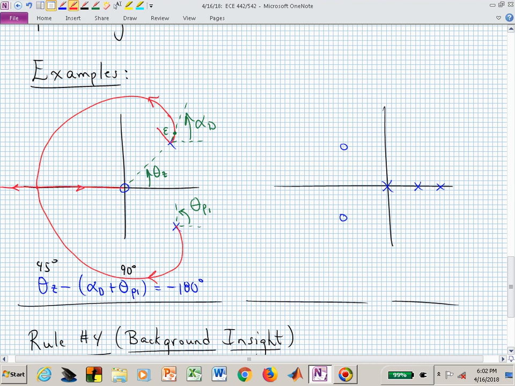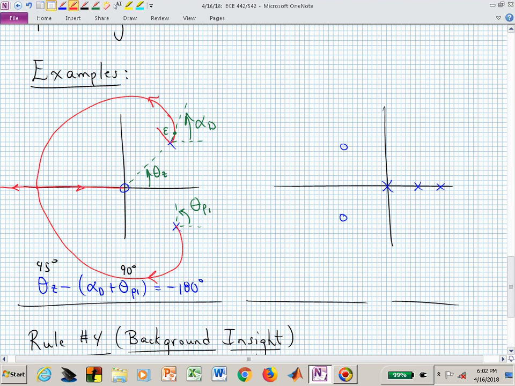Is that clear, the departure angle? If not, talk to your buddies tonight, because I know you're not going to sleep until you figure this out. Okay, so we want this under our pillow tonight, thinking about poles and zeros, departure angles and arrival angles.